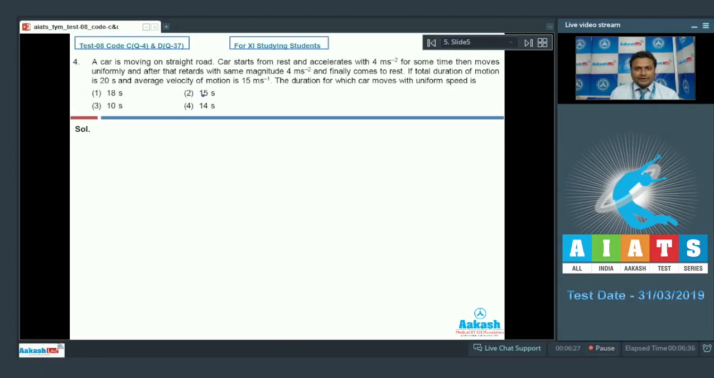So here is question number 4, everyone. A car is moving on a straight road. Car starts from rest and accelerates with 4 meter per second square for some time and then moves uniformly, and after that retards with same magnitude 4 meter per second square and finally comes to rest. If total duration of the motion is 20 seconds and average velocity is 15 meter per second, then the duration for which the car moves with uniform speed will be what? Now first of all, we can plot the v-t graph of this motion very simply.